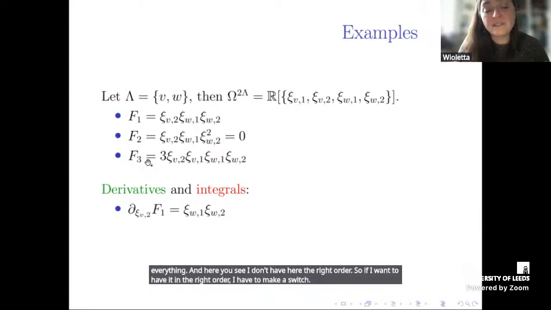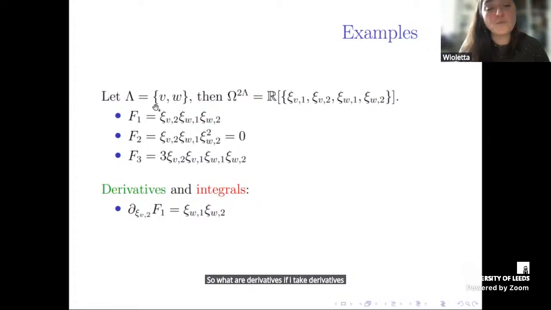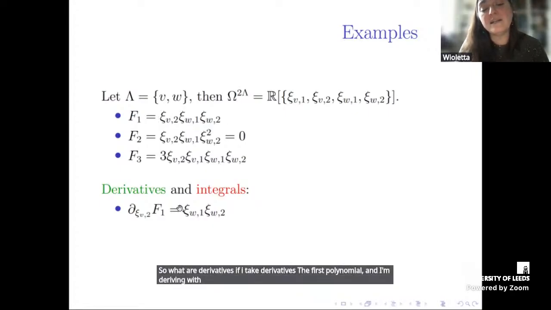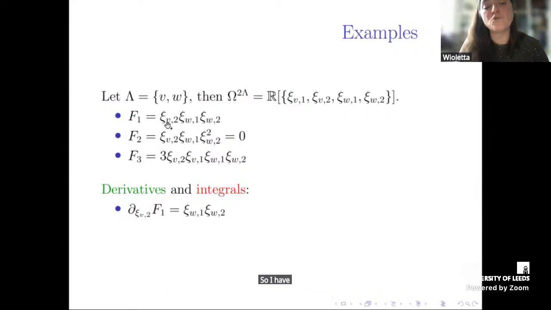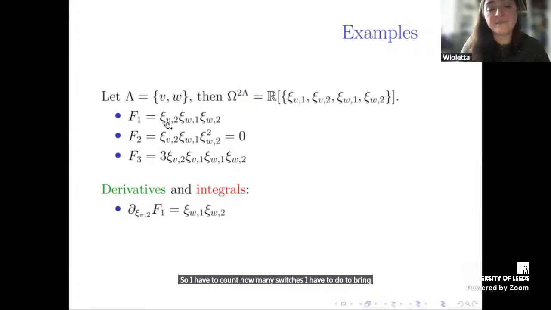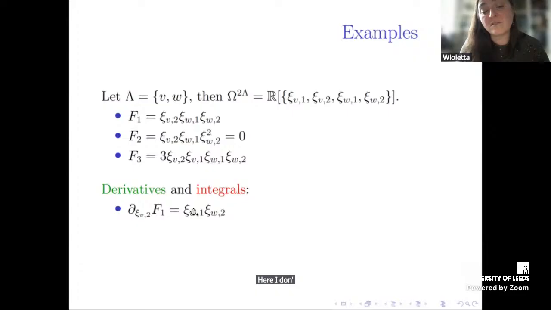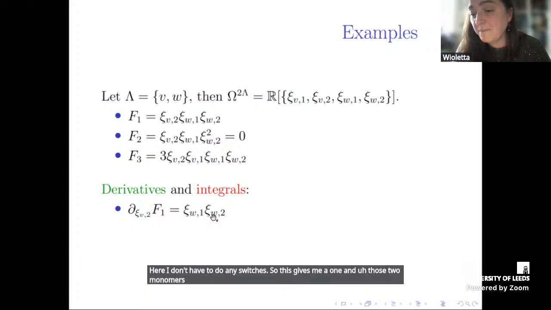So what are derivatives if I take the first polynomial and I'm deriving with respect to the first coordinate? Well, remember, I have to count how many switches I have to do to bring the monomial to the left. Here I don't have to do any switches, so this gives me a 1, and those 2 monomials will be remaining.